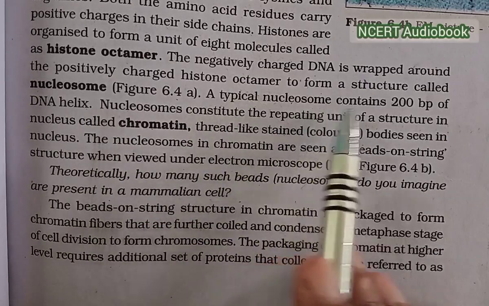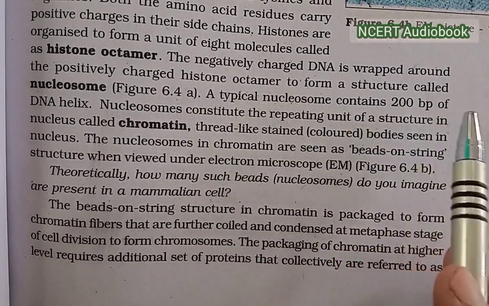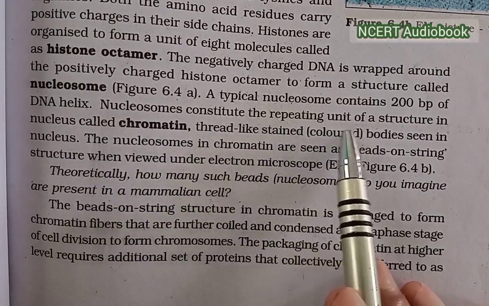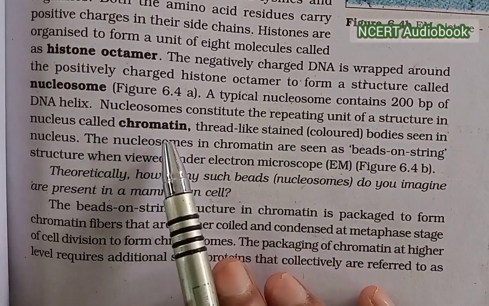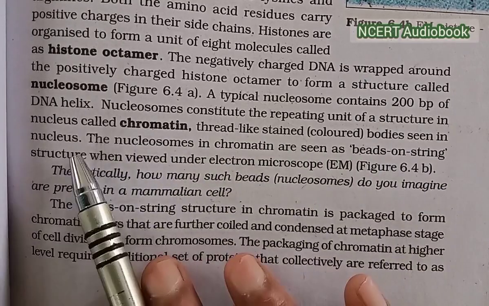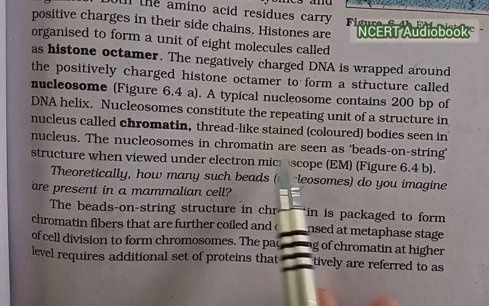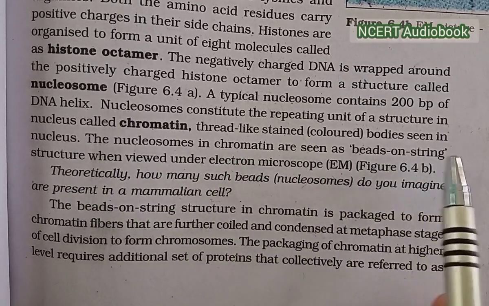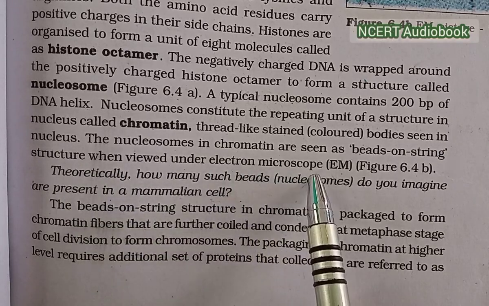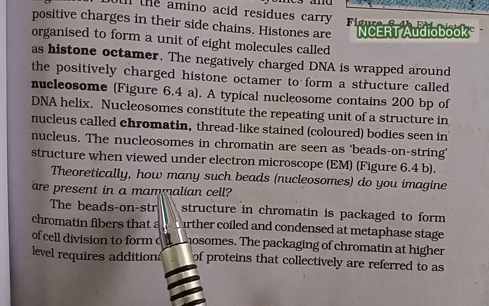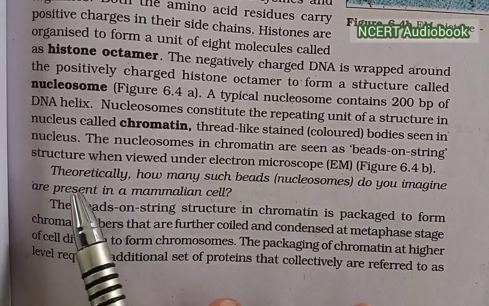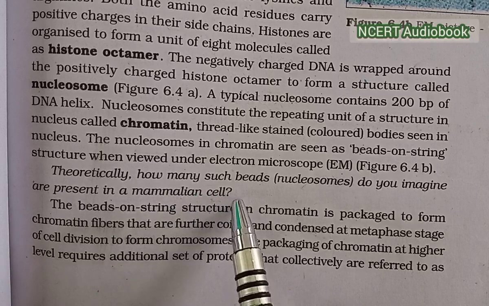A typical nucleosome contains 200 base pairs of the DNA helix. Nucleosomes constitute the repeating units of a structure in the nucleus called chromatin, thread-like stained bodies seen in the nucleus. The nucleosomes in the chromatin are seen as beads on string structure when viewed under the electron microscope. Theoretically, how many such beads do you imagine are present in a mammalian cell?